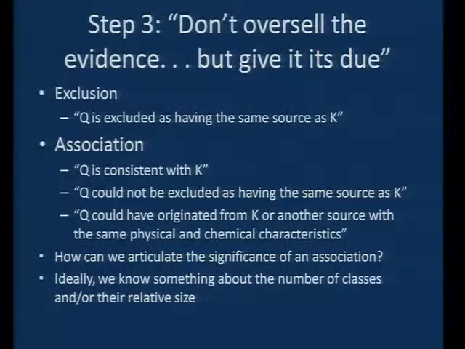And then step 3, this is what Jay Siegel, my mentor and the director at IUPUI, says all the time: don't oversell the evidence, but give it its due. So with the exclusion, we can definitely exclude. With the association, there's all sorts of ways to say an association, and I won't bog down in that. It's all about what words we like, what words we're comfortable with, but you have to say something about the fact that it could have come from another source. Just because they're the same doesn't mean they came from the same place. So it's up to us to figure out significance. How do we articulate the significance of an association between two samples? Ideally, to do that, we would know something about the sample, how many classes there are and how reliably we can differentiate them.